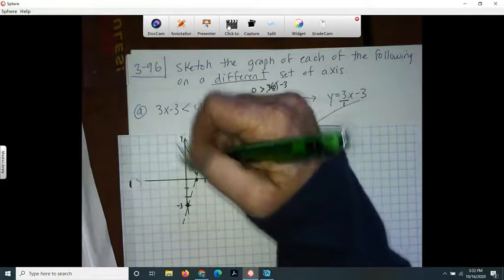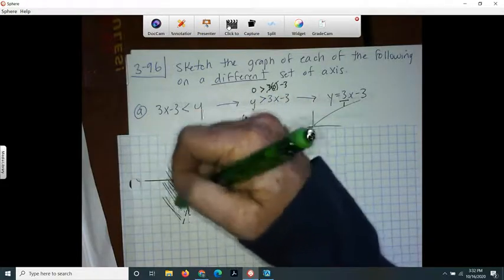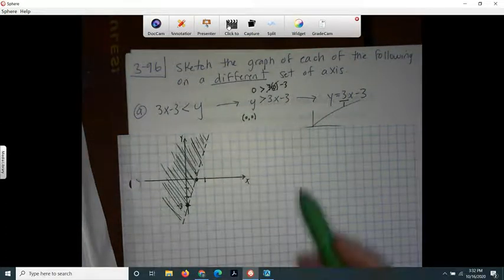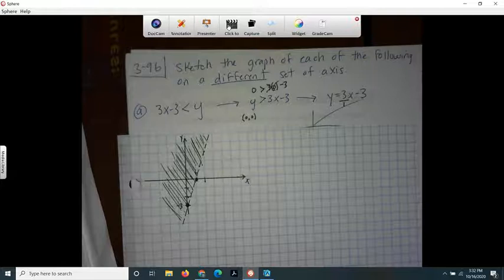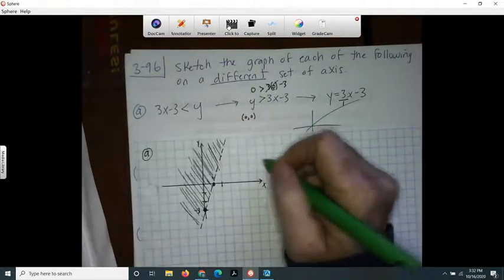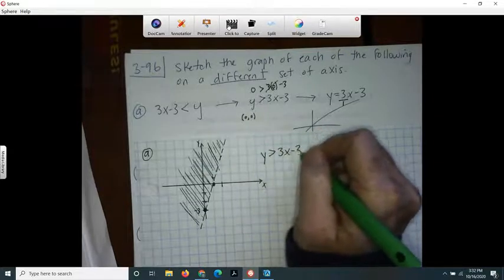If I was using pencil, it'd be a little easier to show the shading, but something like that. Or you could use a highlighter or just scribble above it. Okay, so that's the answer to letter A, and I'll label it. It is y is greater than 3x minus 3.